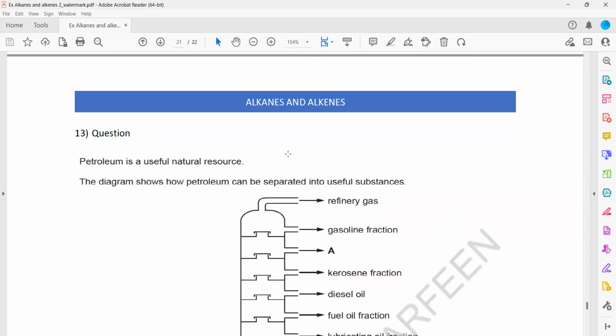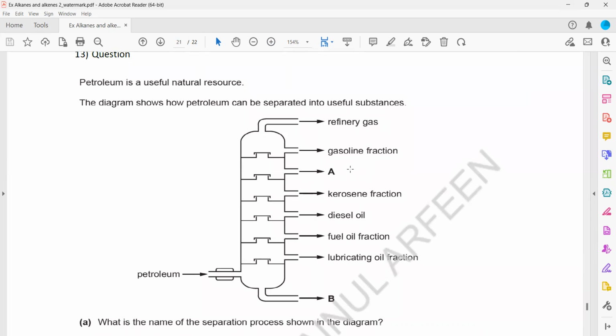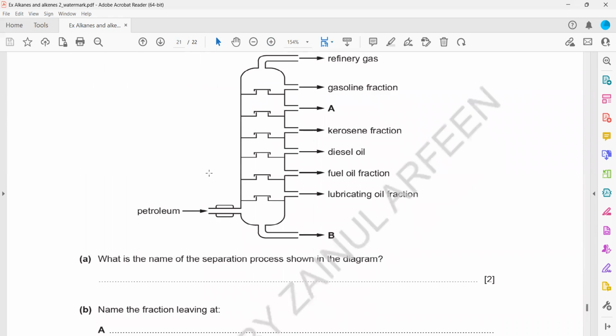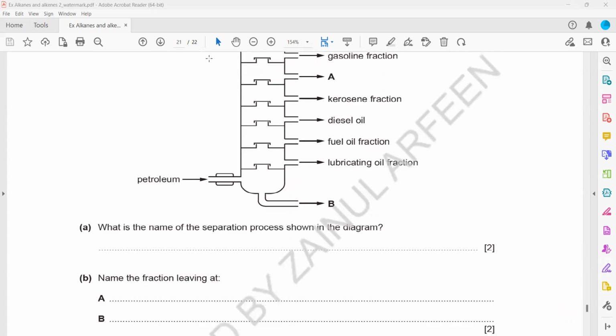A similar question is there, question 13. Petroleum is a useful natural resource. Again, see refinery gas, gasoline, A is missing, kerosene fraction. It's better you learn them in order. So different fractions are there. What is the name of the separation process? Fractional distillation. A is naphtha and B is bitumen. Name the fractions A and B that you just mentioned. A is naphtha, and B is bitumen.